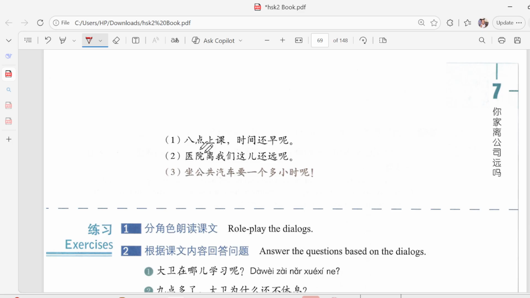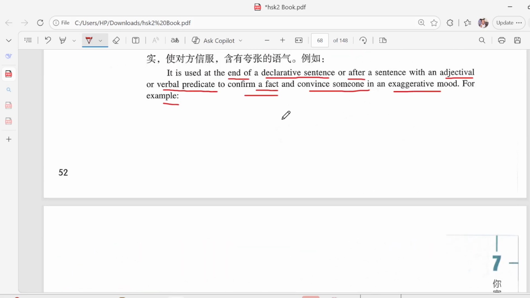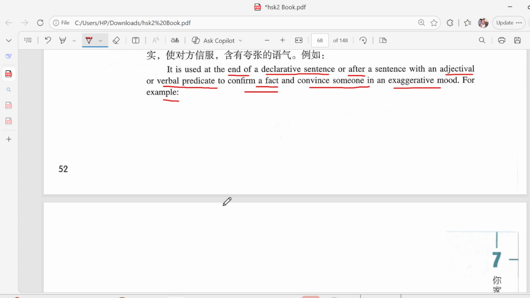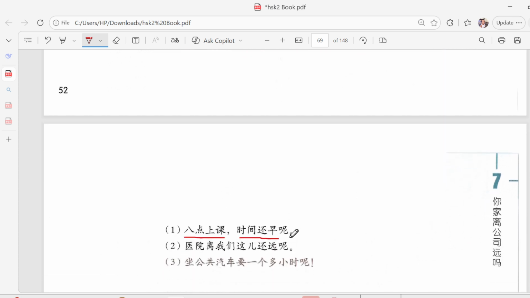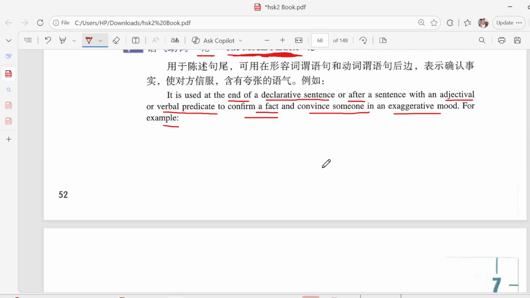Let's look at the examples real quick. Here it says 8点什么上课, the class starts at 8 o'clock, right? 8点, 8 o'clock, 上课, start class, 时间还早呢. It's still early. See 8点上课. Here in this case it is used at the end. Okay, you see here it is at the end. That is 1. 2. It is at the end of a declarative sentence.